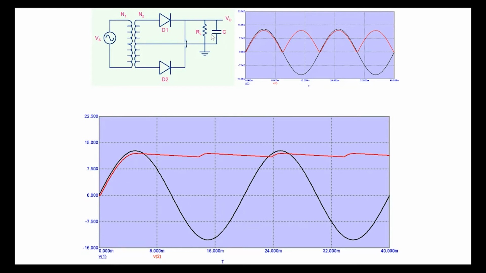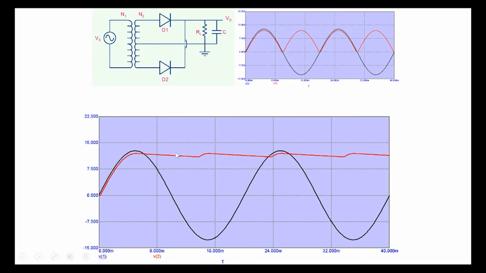Now in the previous case, what happened was the ripple, we'll compare the two cases. So we note that when D1 is conducting, the capacitor will charge up. This is what is happening here. Once the voltage goes below the output voltage, the diode is off, and D2 is off anyway in the positive cycle. So the capacitor discharges through RL.